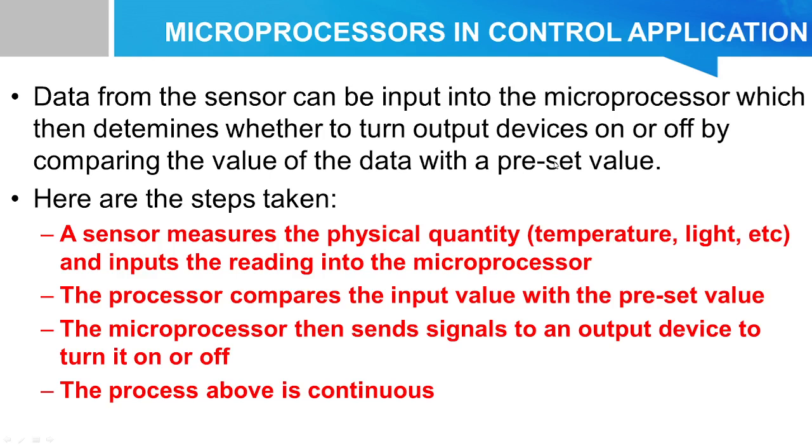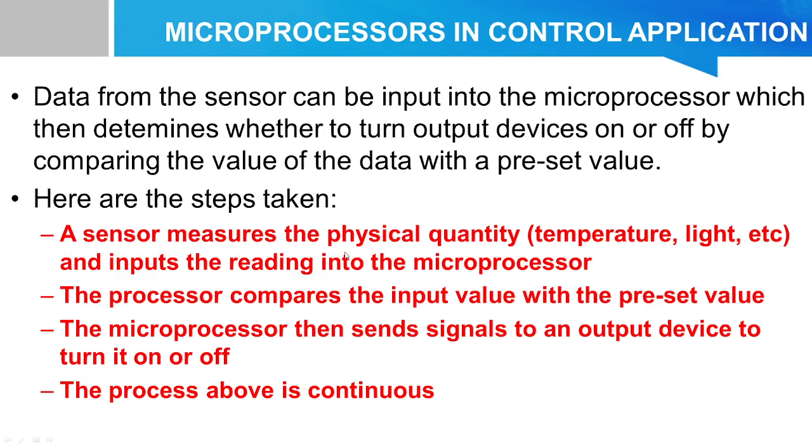Let's say, for example, we're talking about a greenhouse. Supposed to be in the greenhouse, the temperature is 25, then the preset value is going to be 25. If it is above or below the preset value, then they're going to do something. So here are the steps taken.